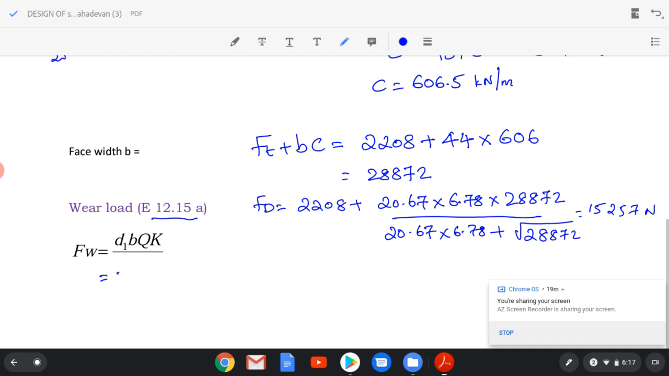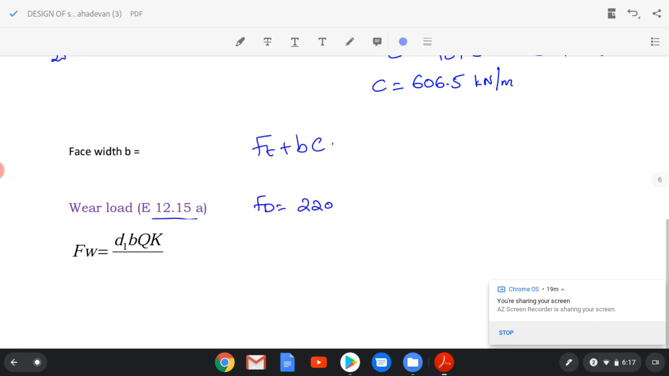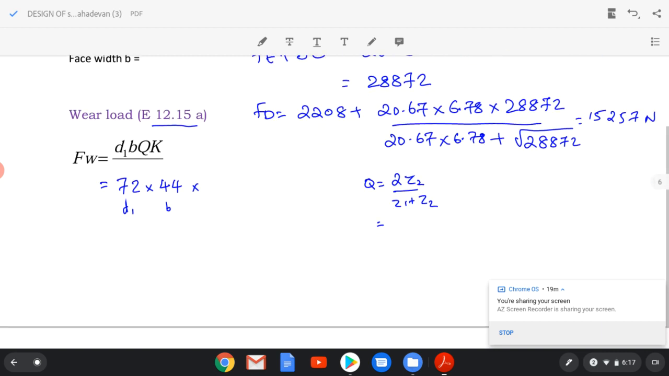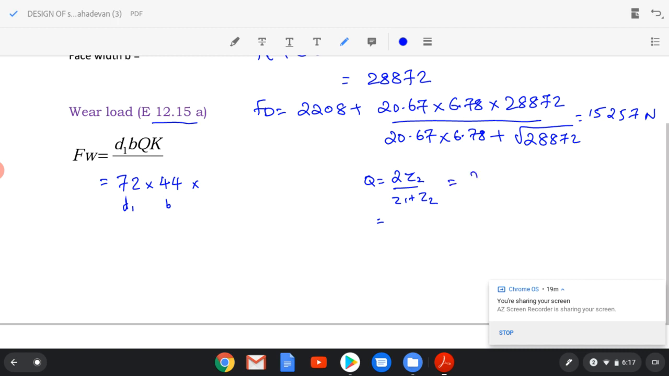D1 equal to 72 mm. B equal to 44. Q equal to 2Z2 by Z1 plus Z2. When you substitute this value, you will get Q equal to 2 into 72 divided by 18 plus 72. That value comes to 1.6. K. So after substituting all these values, we will find FW equal to 72 into 44 into 1.6 K, that is 5068.8 K.